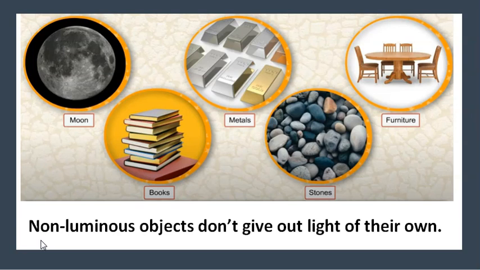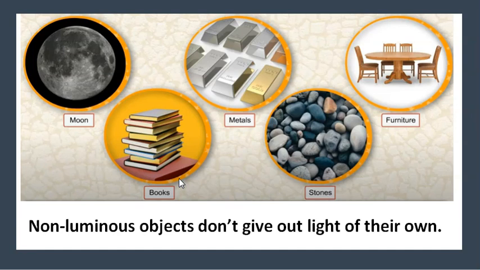non-luminous objects. First example is the moon. Yes, my dear students, the moon is non-luminous because, yes, correct, the moon has not its own light. Okay. Metals, furniture, stones, books, everything, my pencil, my mobile, they are non-luminous objects. Okay, they don't have their own light.